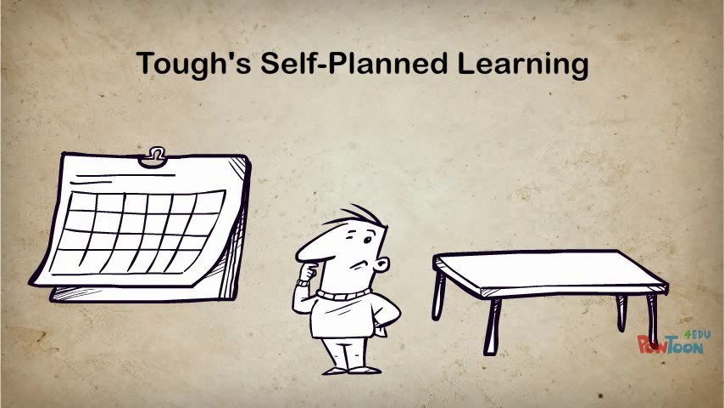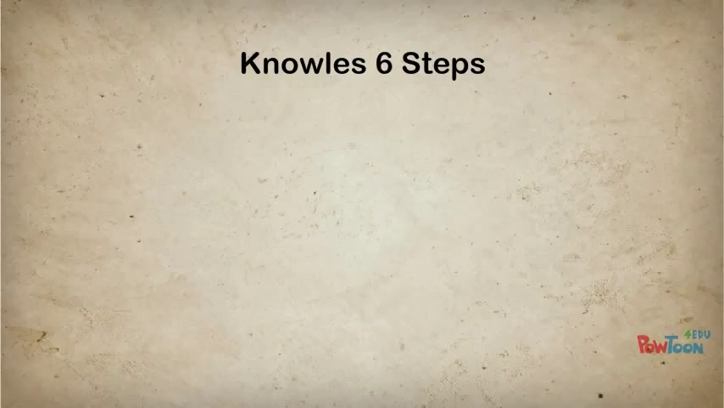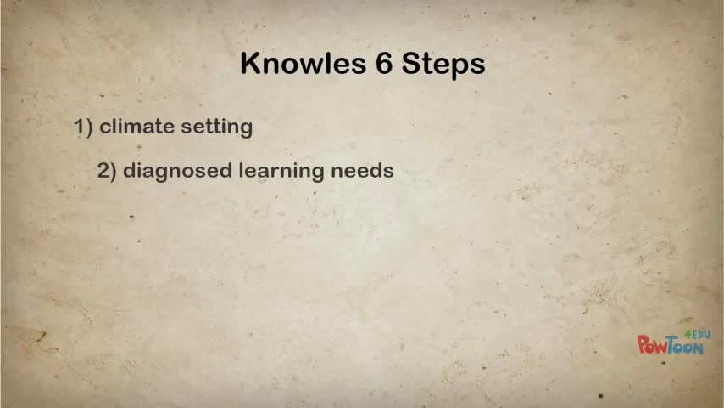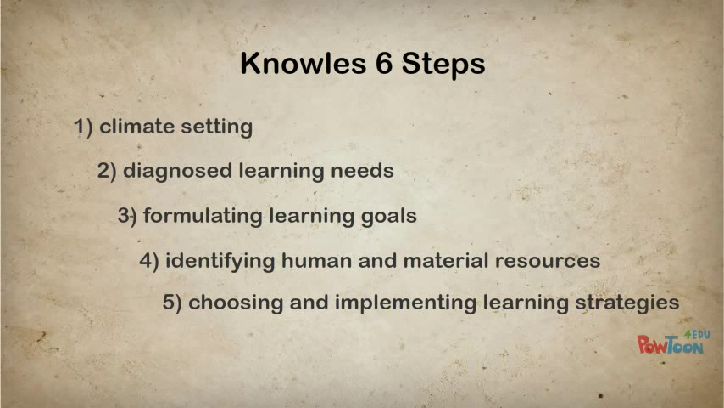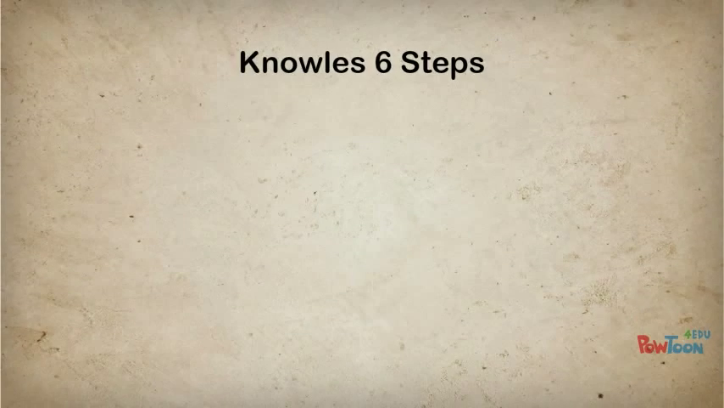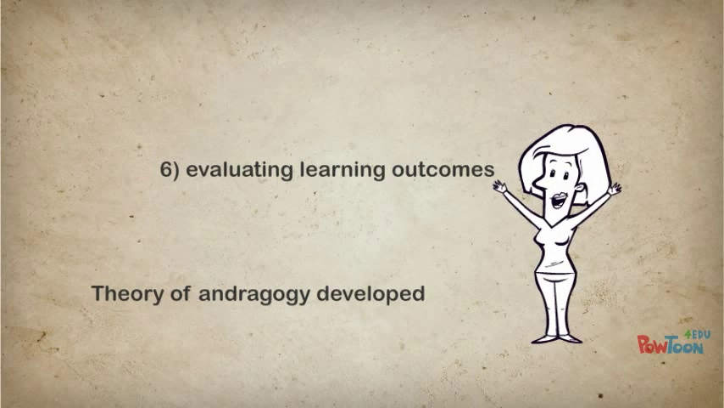Tough coined the term self-planned learning to provide the first comprehensive description of self-directed learning. Knowles proposed that adult learners increase in self-directedness as they mature. Knowles' description consists of 6 steps. 1. The climate setting. 2. Diagnose learning needs. 3. Formulating learning goals. 4. Identifying human and material resources for learning. 5. Choosing and implementing appropriate learning strategies. And 6. Evaluating learning outcomes. From this, Knowles developed his theory of andragogy.